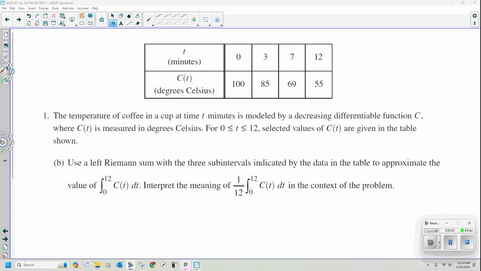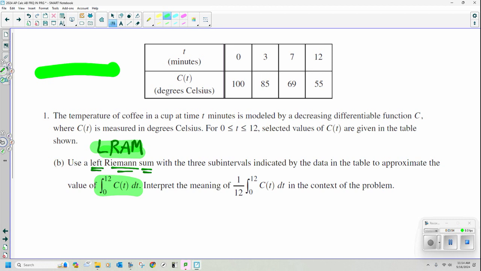B says, use a left Riemann sum, which we lovingly call LRAM, with the three sub-intervals indicated by the data in the table to approximate the value of the integral from 0 to 12 of C of t dt. All right, so that's the first thing we need to do. We're going to use LRAM to figure this thing out, and we're going to use our table for it.